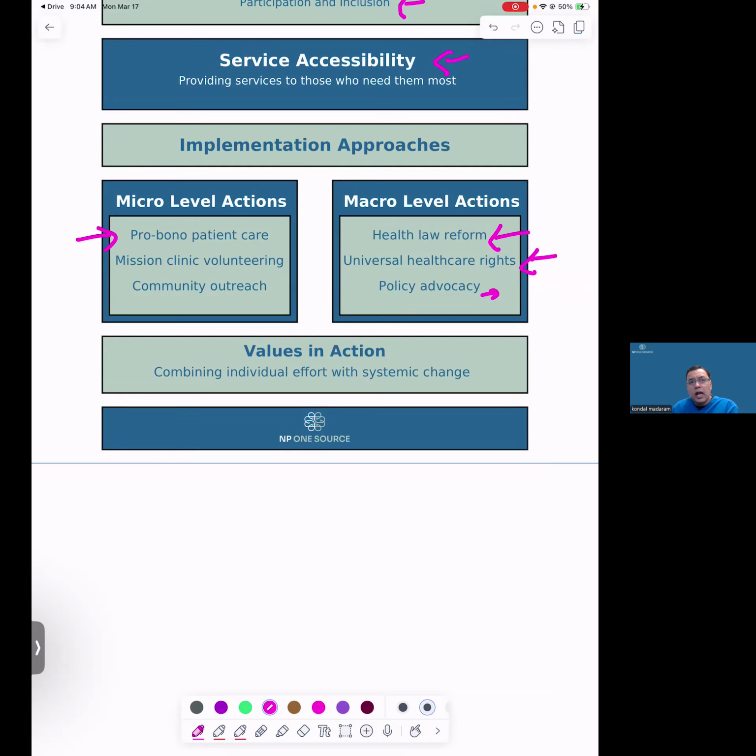So, the values in action is combining volunteer work, medical service programs, and legislative advocacy to ensure sustainable programs. For example, a nonprofit organization that not only provides free medical checkups, but also works with legislators to increase government funding for rural health facilities. So, they are not only delivering the service, but also working with government to increase the services for everybody.